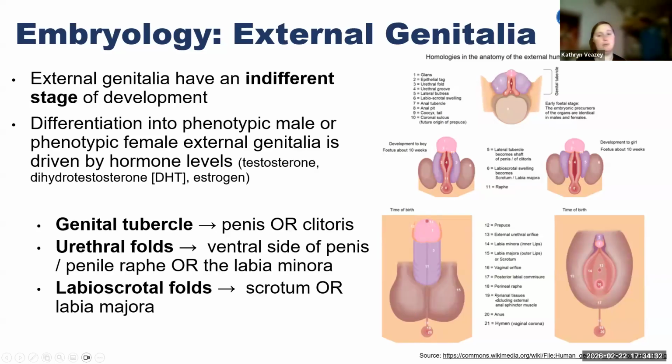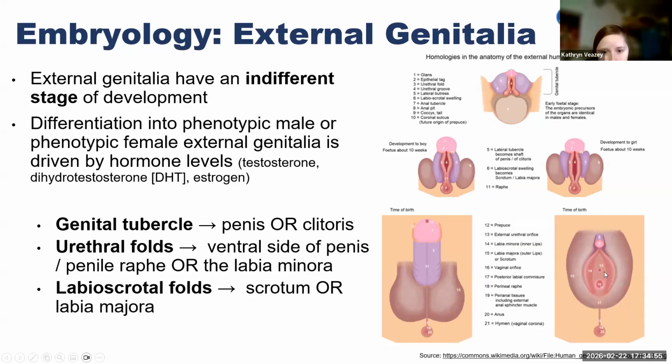This is also heavily regulated by hormones. So testosterone, as well as something it's converted into, which is called DHT, dihydrotestosterone, those are going to push us towards the male development pathway, the male phenotype, while things like estrogen and the absence of masculinizing hormones or androgens are going to push us towards the female phenotype.